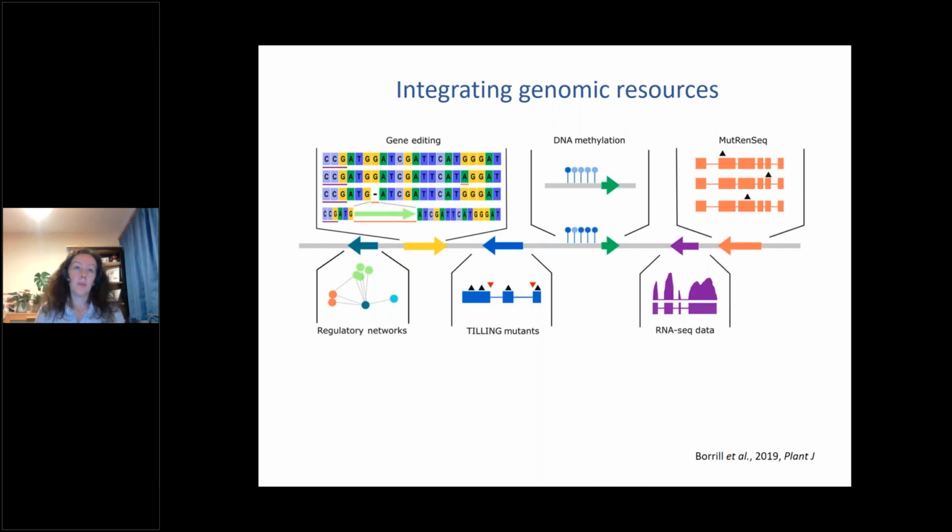Beyond these methods to target gene function, there's also additional complementary information that can be obtained by using the wheat genome sequence. So for example, epigenetic approaches have been used in wheat, such as sequencing to look at DNA methylation, also approaches like MutRenSeq to rapidly identify genes underpinning phenotypic traits. And close to my own research, we've been able to analyze RNA-seq data and also build regulatory networks using the wheat genome sequence as a tool to really help us with these analyses.